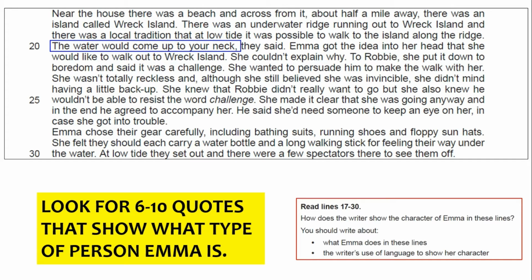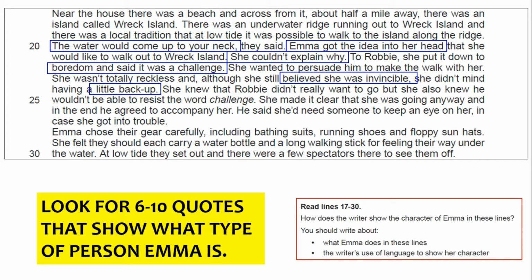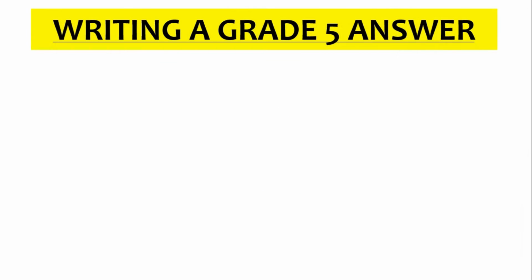So the ones I would pick: "the water would come up to your neck", maybe shows she's a bit of a daredevil. "She'd got the idea into her head", maybe she's determined. "She couldn't explain why", maybe this shows she's spontaneous. "She put it down to boredom and said she was up for a challenge", so maybe she gets bored easily. "She believed she was invincible", maybe she's a little bit cocky. "She didn't mind a little backup", so even if she's cocky, she's still not stupid, she's safety conscious. "She knew he wouldn't be able to resist the word challenge", maybe that's a little bit manipulative because she knows what to say to get Robbie involved. "She chose her gear carefully", so again it shows she's safety conscious.